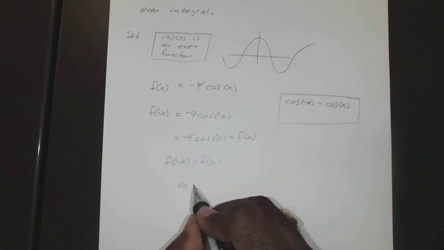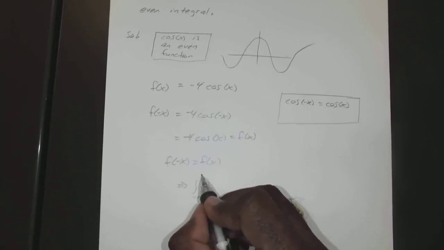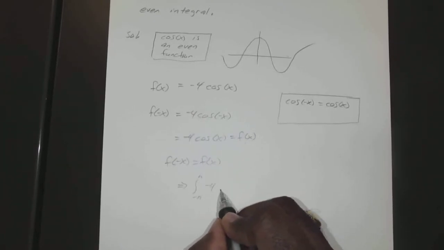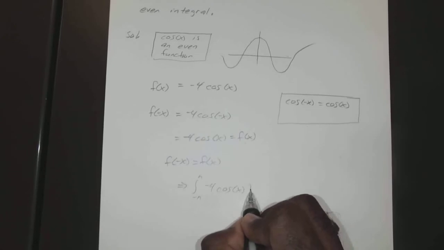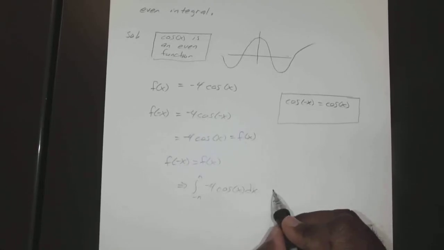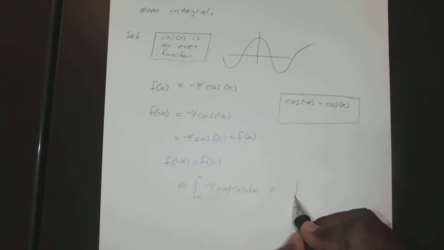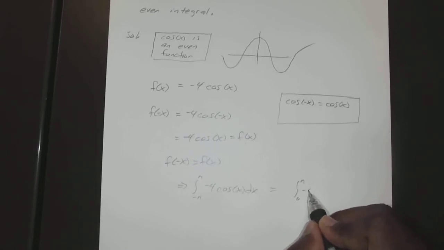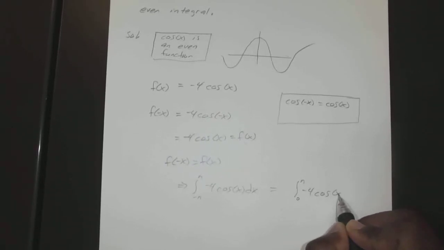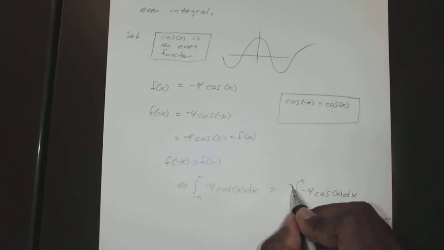So that means that the integral from negative n to n of negative 4 cosine of x equals the integral from 0 to n of negative 4 cosine of x with respect to x times 2.